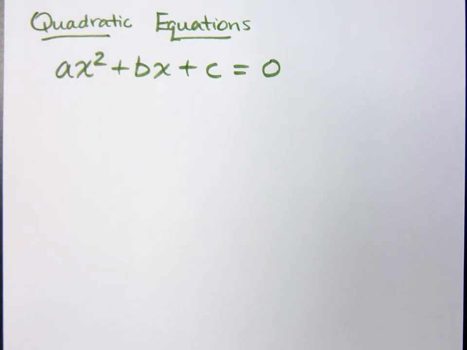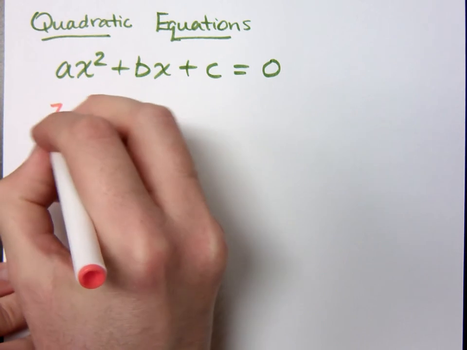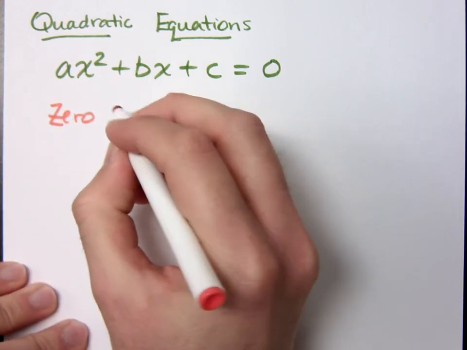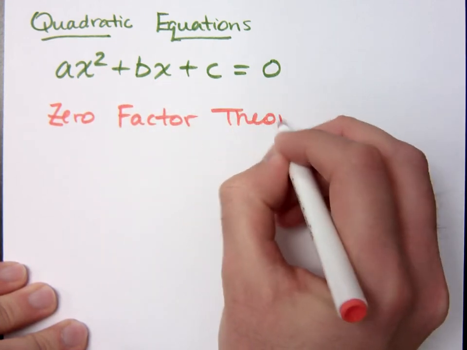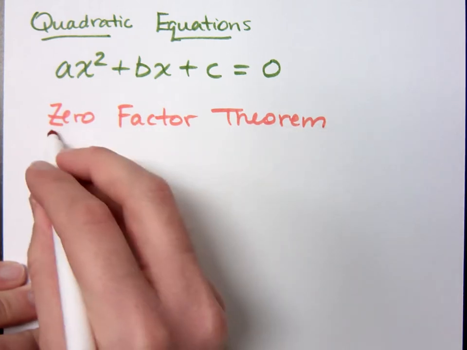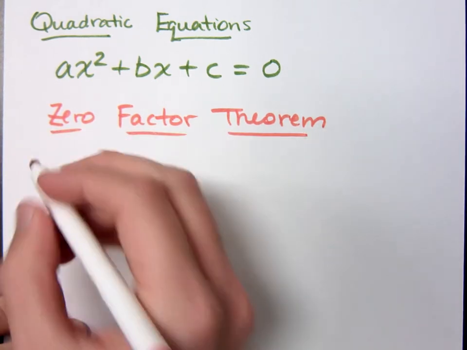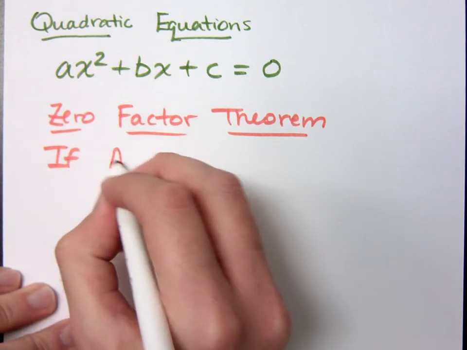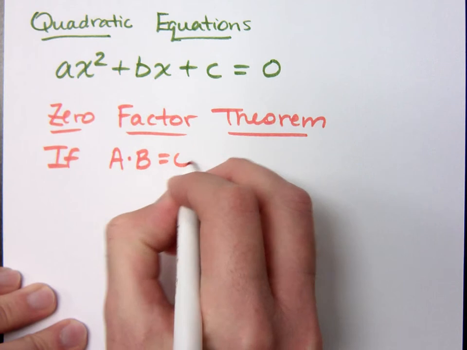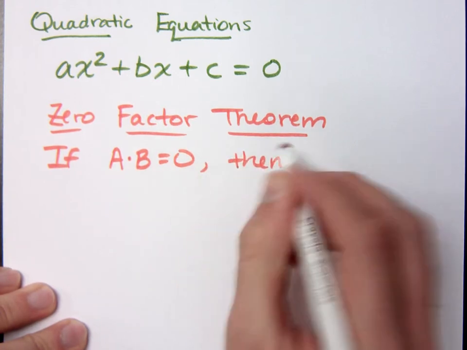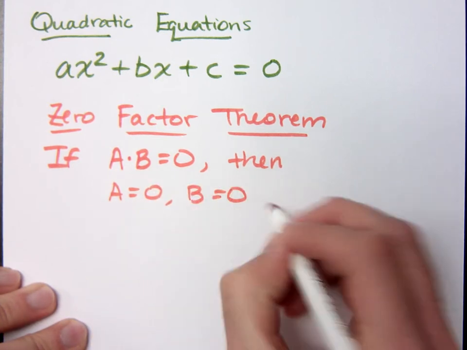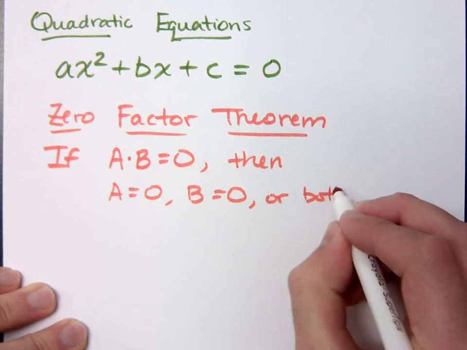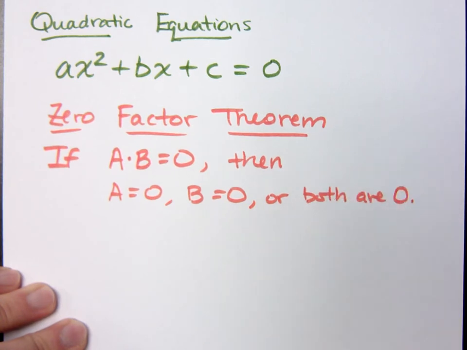The main thing in this whole section is the zero factor theorem. And here's what the zero factor theorem says. If you have a product A times B that equals 0, then we can conclude that A is equal to 0, B is equal to 0, or both of these are 0. That's what the zero factor theorem says. Okay.